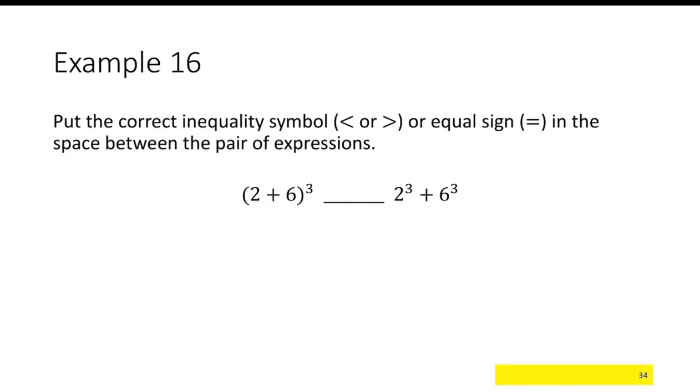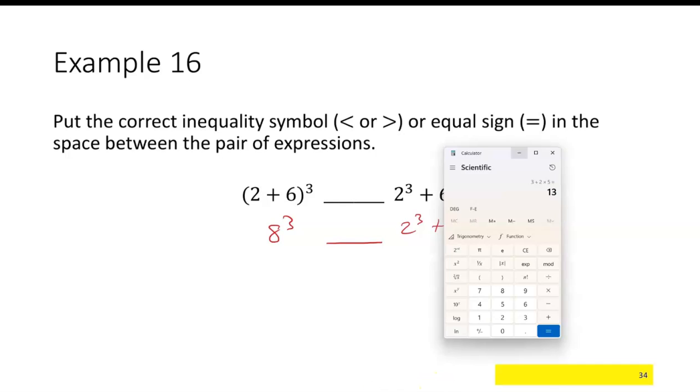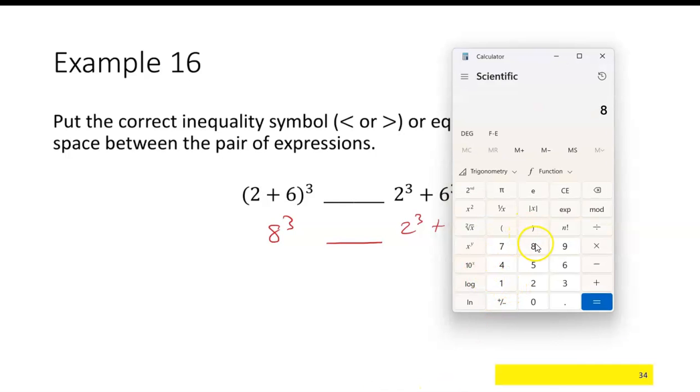And for this final problem, put the correct inequality symbol, either less than, greater than, or equals, in the space between the expressions. So 2 plus 6 cubed on the left is 8 to the third. And on the right, we have 2 to the third plus 6 to the third. Okay. So 8 to the third, 8 to the power of 3, is 512.